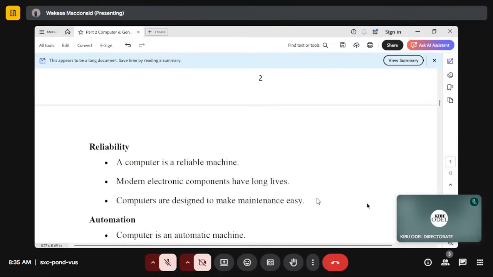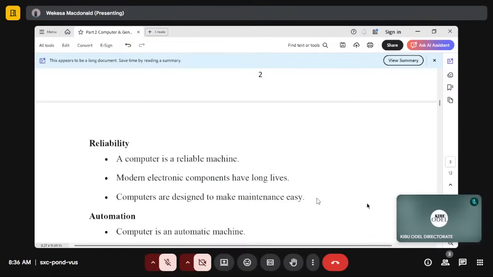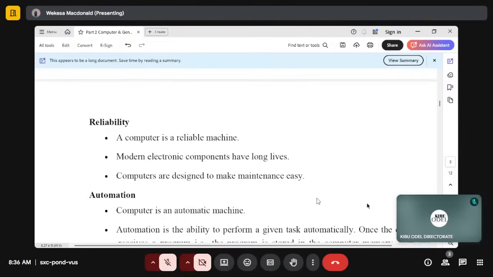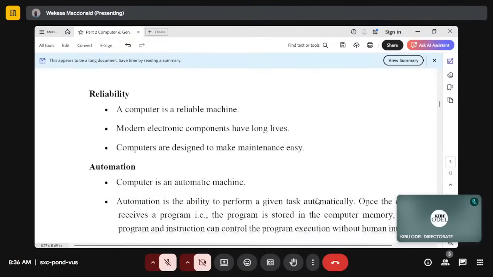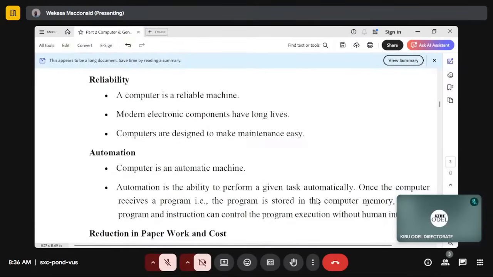Another thing is that a computer is a more reliable machine. They rarely fail, unless you mishandle it. And you can easily maintain your computer. Like the computer I'm using now, I bought it in 2011. It is almost how many years? 15 years.